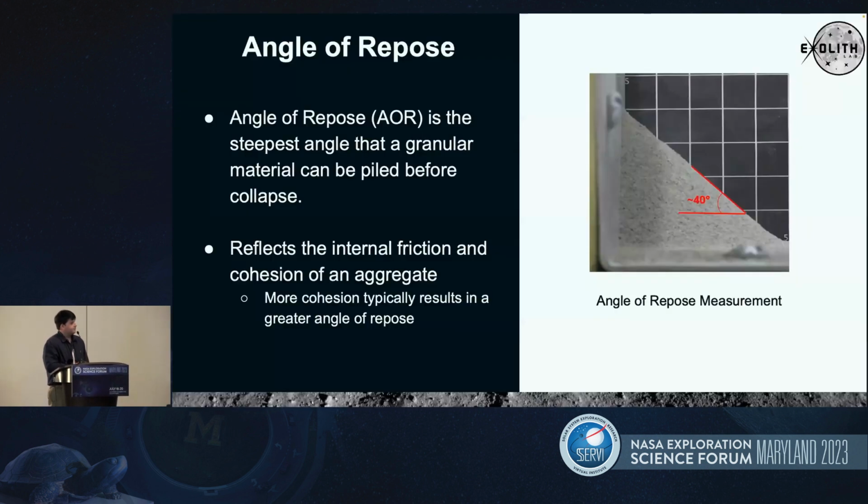Next slide, please. All right, so angle of repose is the steepest angle that a granular material can be piled before collapse. It generally reflects the internal friction and cohesion of an aggregate. So a more cohesive regolith is going to have a higher angle of repose.